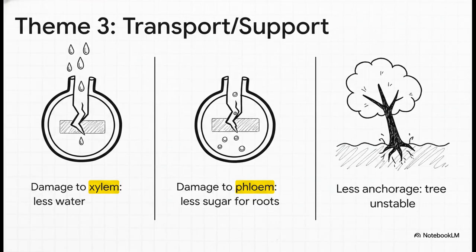And finally, the mark scheme looks at direct damage to the tree's transport systems. If the xylem is damaged, less water gets transported up the plant. If the phloem is damaged, less sugar gets down to the root cells for their own energy. And of course, damaged roots mean less anchorage, so the tree becomes unstable. A really top-tier answer would pull together points from 2 or even all 3 of these themes.